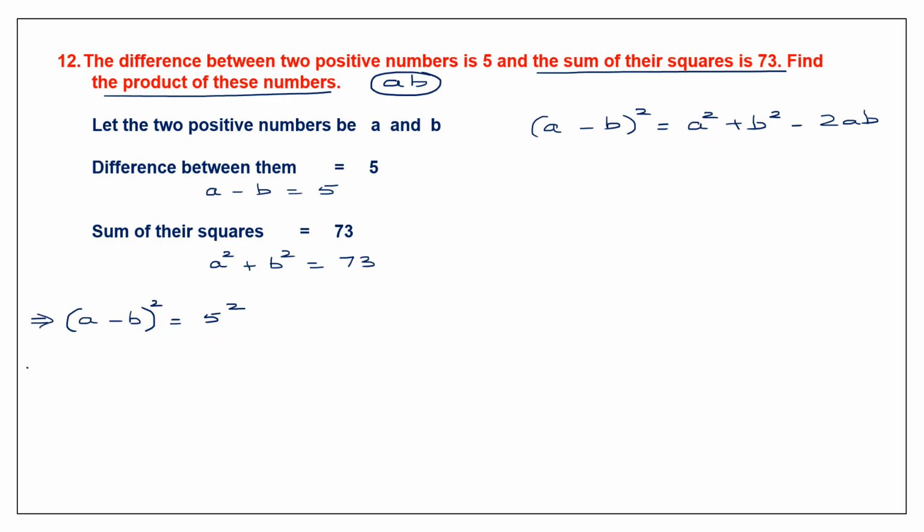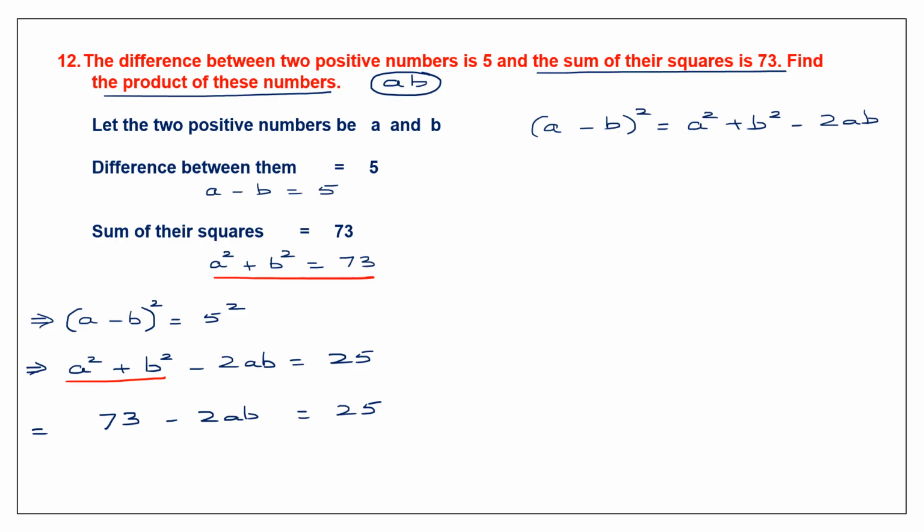So let's write that down. So now the expansion is a square plus b square minus 2ab, and here on the right hand side we have 5 square. 5 fives are 25. Now this is given to us in the question, sum of their squares, that is a square plus b square is already given to us as 73. We can use that here. Substitute for a square plus b square. It's given to us as 73 and minus 2ab will remain as it is, minus 2ab, and this is equal to 25.